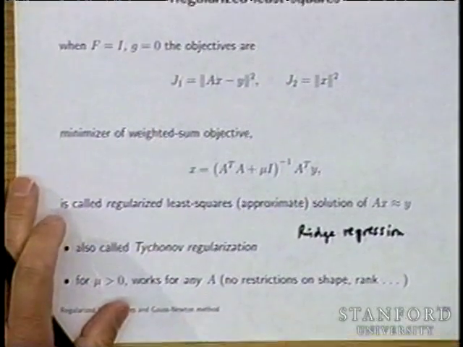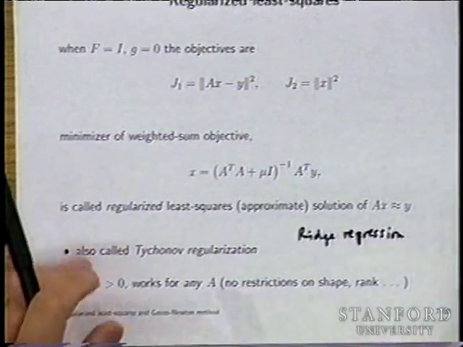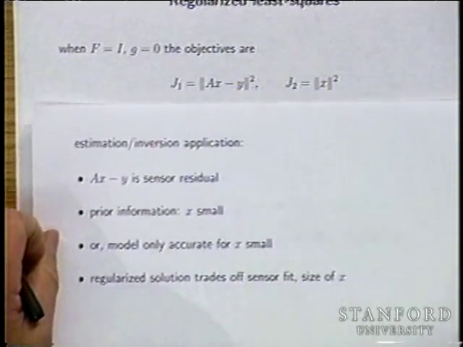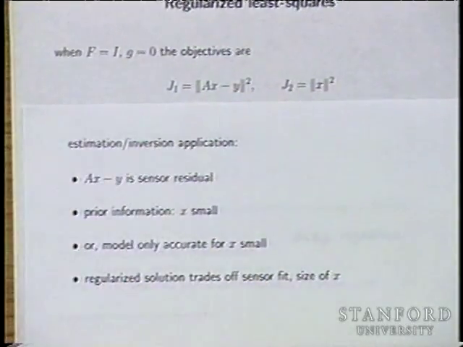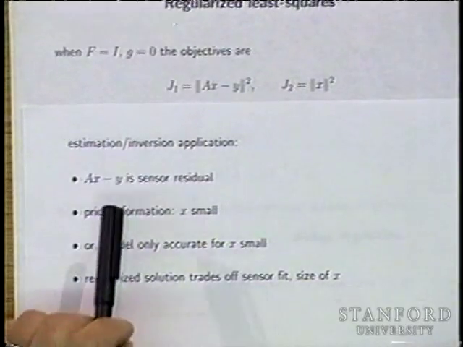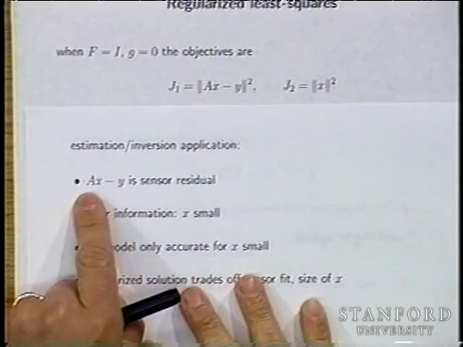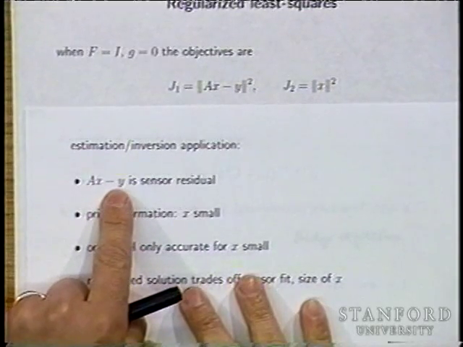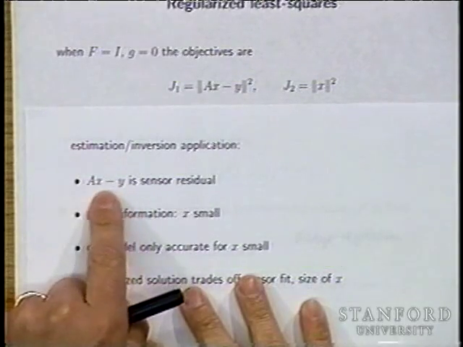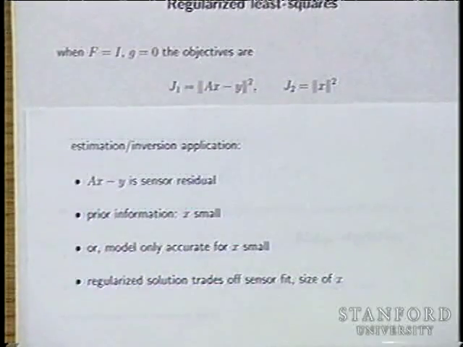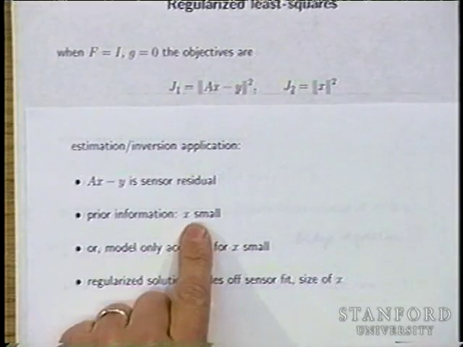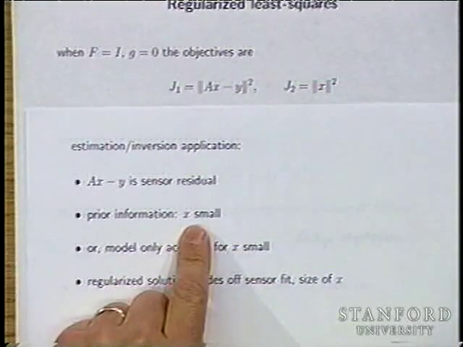Okay. So this is called Tikhonov regularization, and it has lots of applications. So here are the types of applications you would see. It's very common in estimation and inversion, and it works this way. Typically something like Ax minus y is a sensor residual. If you just blindly choose the x that minimizes the sensor residual, fine. And if you like the x you see, great, no problem. But in fact, you might have some prior information that x is small.